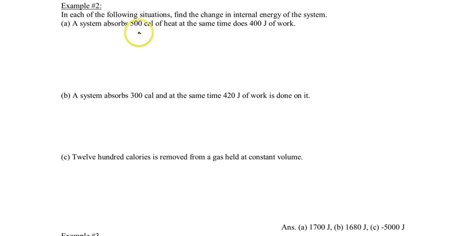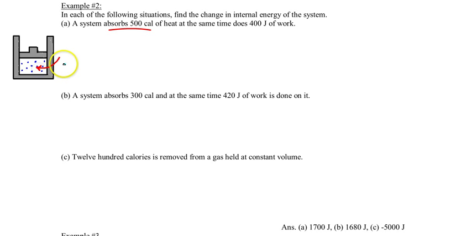We have a system that absorbs 500 calories of heat and at the same time does 400 joules of work. So imagine the system as a gas in a piston. There's a picture shown here to the left of a piston, with a shaft that can move up and down, and it is absorbing 500 calories of heat. So heat is flowing into this system, and hence Q is positive 500 calories.